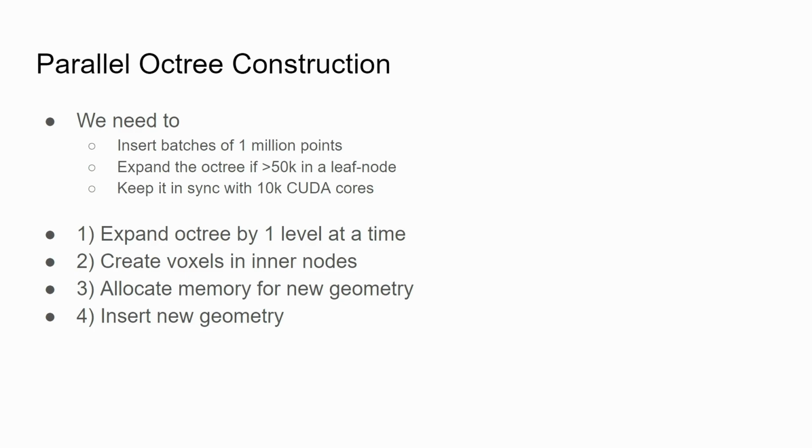In the second pass, we then create the voxels for the inner nodes. So while traversing through the inner nodes, new voxels are created and then later on inserted into the octree, but not yet. In the third pass, we allocate memory for the new geometry, because the first and the second pass don't actually insert into the octree nodes yet, since we don't have the memory yet. But in the third pass, we now know how much memory we need, so we can allocate enough chunks for that. And then in the fourth pass, we actually insert the new geometry into the respective octree nodes.